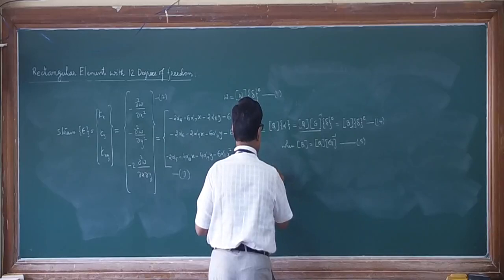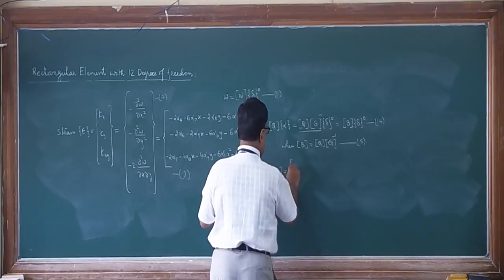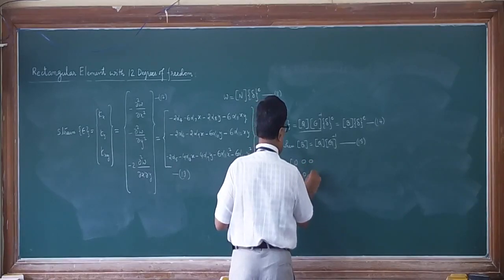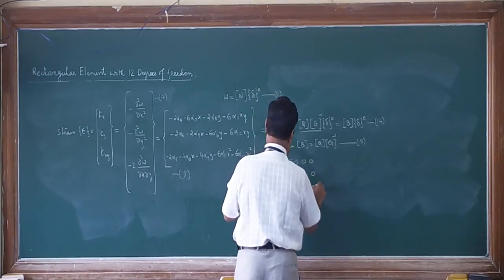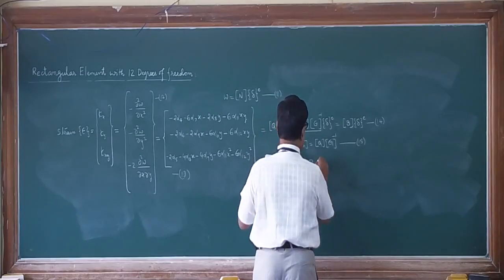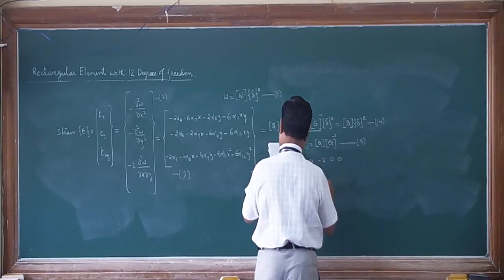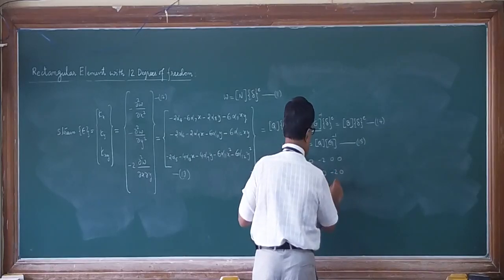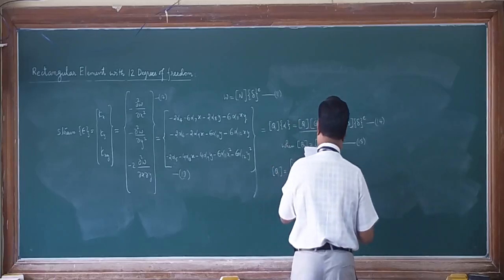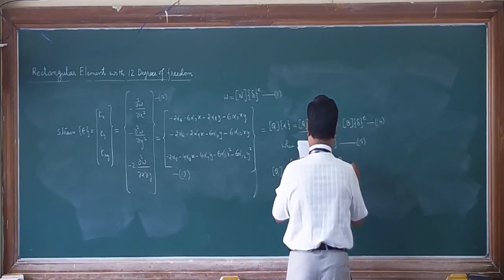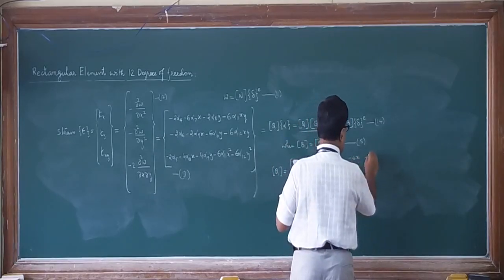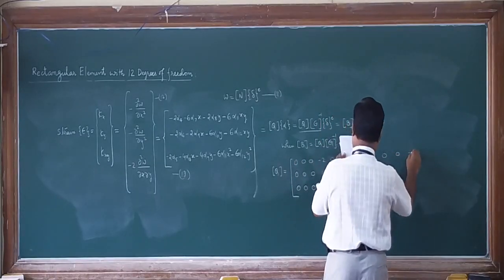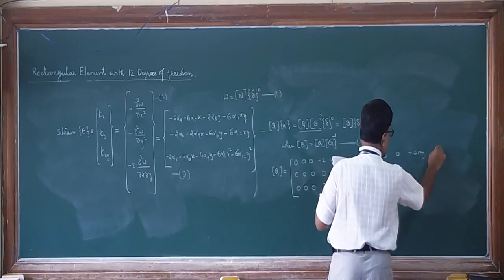So here, what is this Q? Q can be written as 0, 0, 0, 0, 0, 0, 0, 0, 0, minus 2, 0, 0, 0, minus 2, 0, 2, 0, 0, minus 6, minus 2y, 0, 0, minus 6xy, 0.